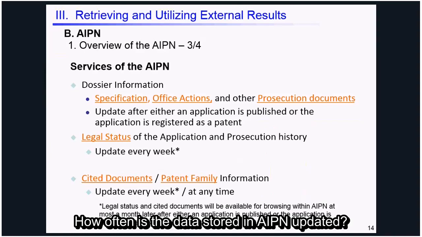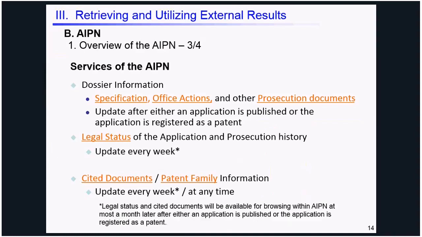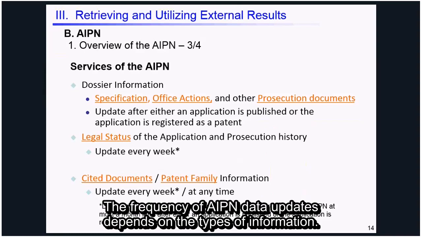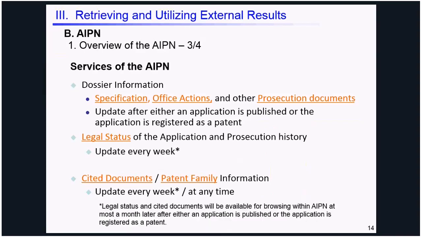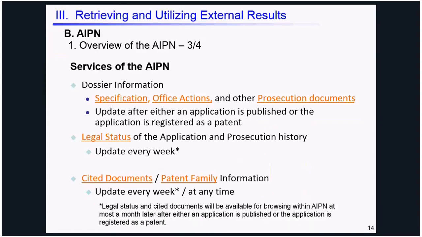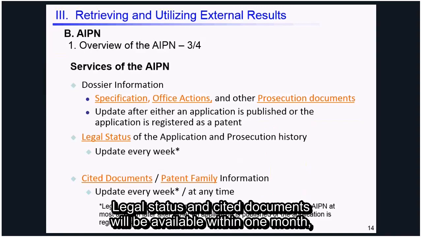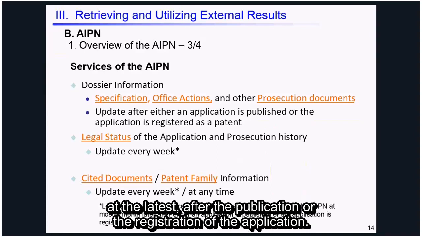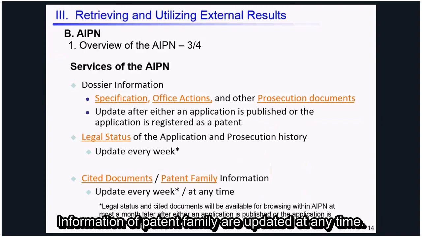How often is the data stored in AIPN updated? The frequency of AIPN data updates depends on the types of information. The file wrapper information will be available after the publication or registration of the application. Legal status and cited documents will be available within 1 month at the latest after the publication or the registration of the application. Information of patent family is updated at any time.